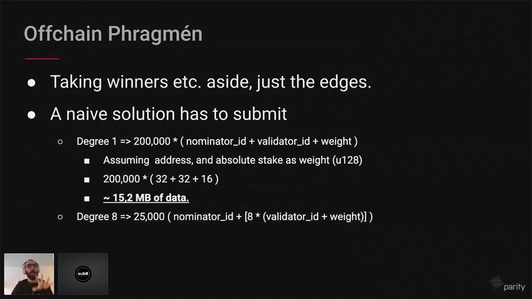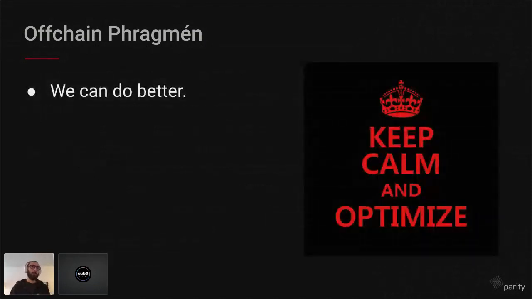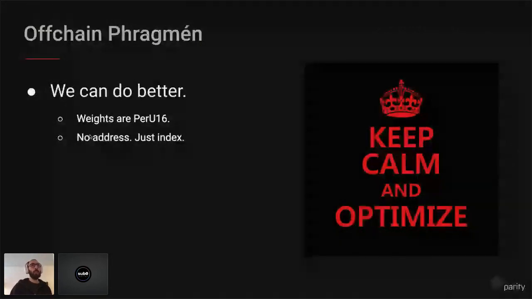And if you relax it a bit, so you have degree 8, which means that each nominator backs 8 validators, that's still, if you do the math and trust that I've done it right, I hope I have, you still get pretty bad numbers. So this cannot work. And this is most notably why we do that indexing. So no addresses are used, we only use indexes.